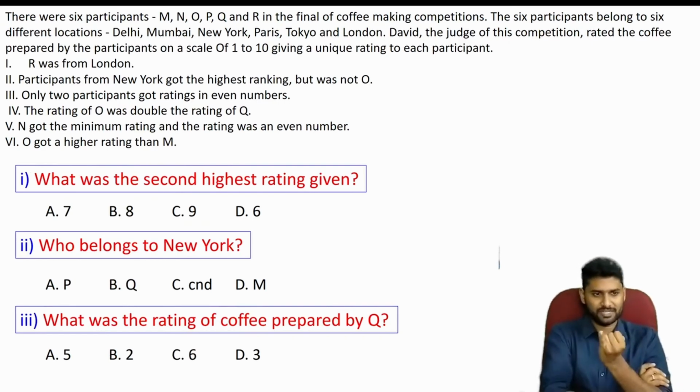Person is one parameter, rating is another parameter, and they belong to different cities. So there are 3 parameters. Now the question here: what was the second highest rating? It's a number. You should identify who belongs to New York, and what the rating is. So rating and city. If you identify all the pairs, then you can get the answers to these 3 questions, guys.